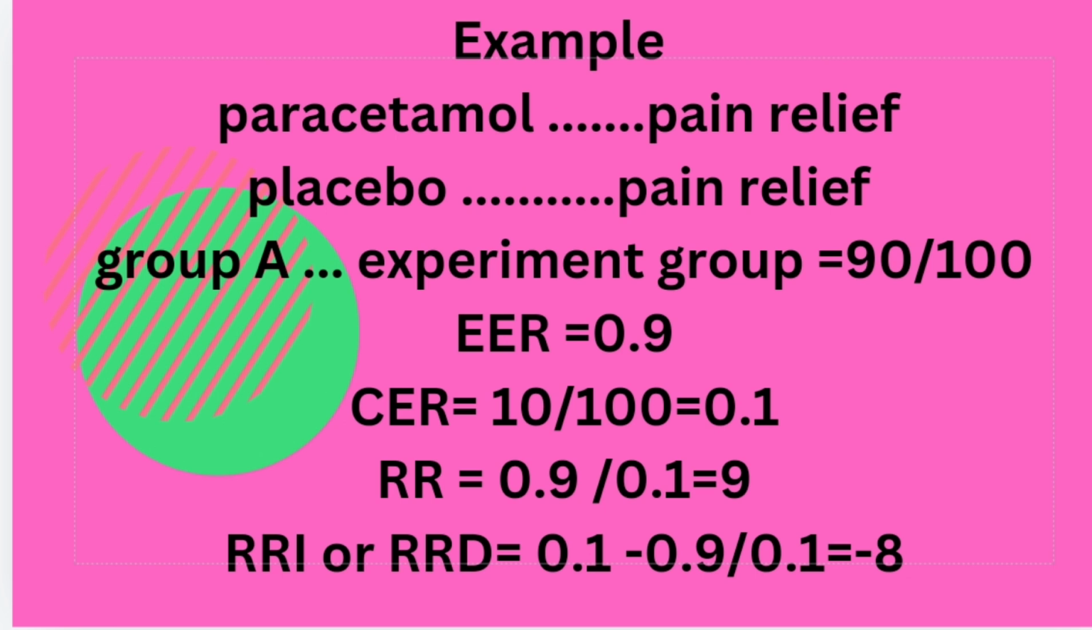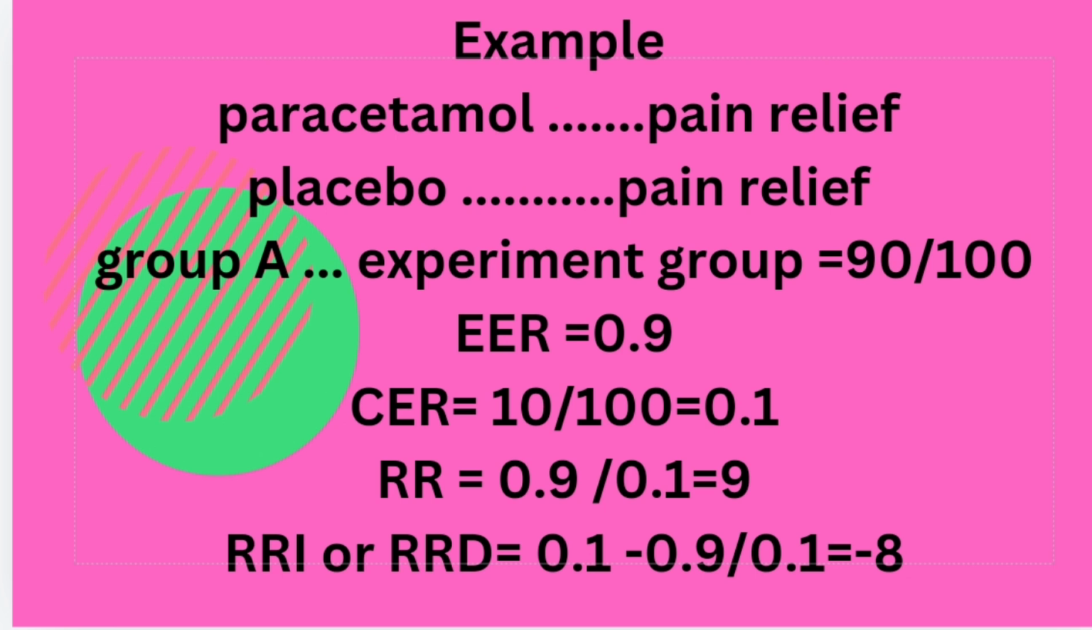So that will be equal to 0.1. So relative risk, which is a ratio, will be calculated by dividing these two values, 0.9 divided by 0.1. Then relative risk increase or decrease is calculated by CER minus EER divided by CER. Usually if the value comes out positive, it means that the experimental event rate is more. While if it comes out negative, it means that the event rate is less.